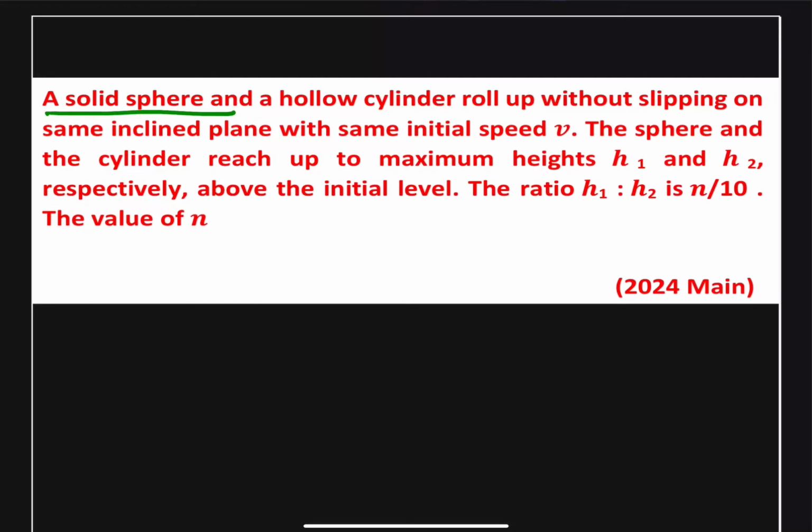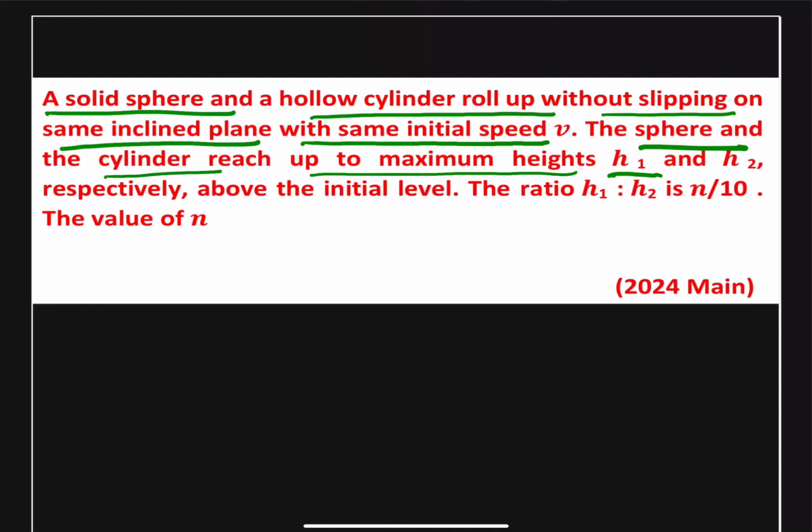A solid sphere and a hollow sphere roll up without slipping on the same inclined plane with the same initial speed v. The sphere and the cylinder reach maximum heights h1 and h2 respectively above the initial level. The ratio of h1 and h2 is n by 10. The value of n is. So in this case, we are given that they are rolling up the inclined plane, and from that we are going to find their respective heights h1 and h2. We have to find the ratio of h1 and h2.